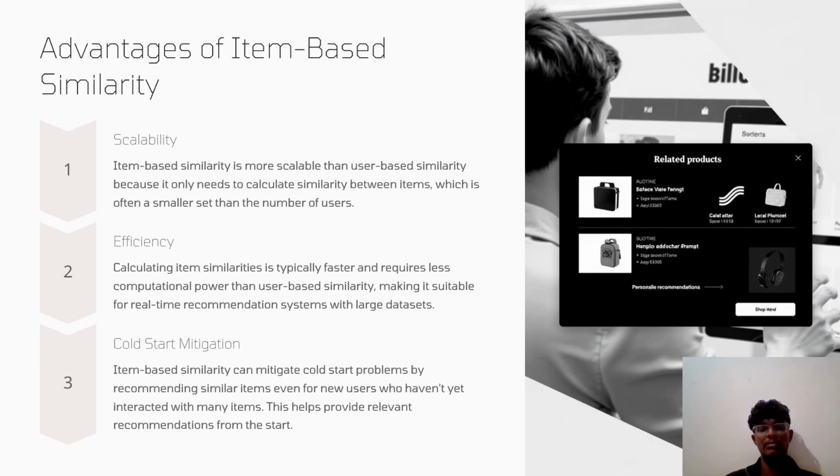Third one is cold start mitigation. Item-based similarity can mitigate cold start problems by recommending similar items even for new users who haven't yet interacted with many items. This helps us provide relevant recommendations from the start.